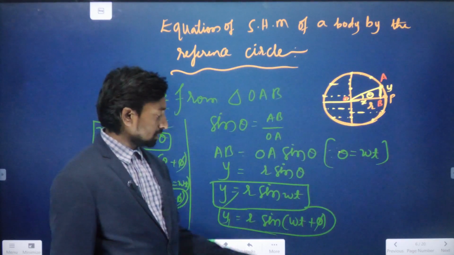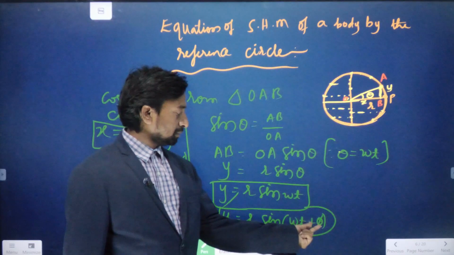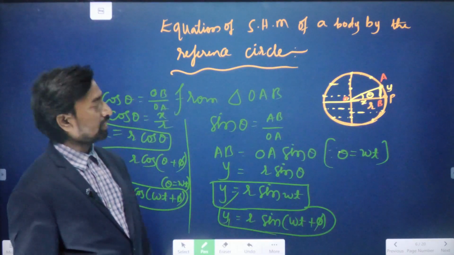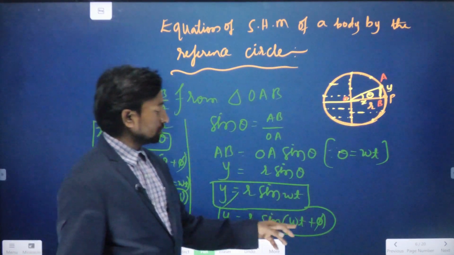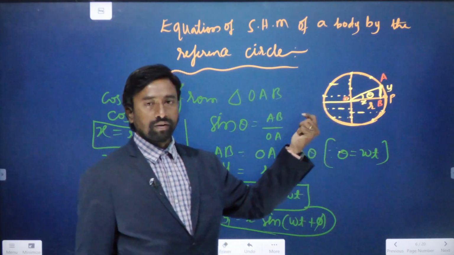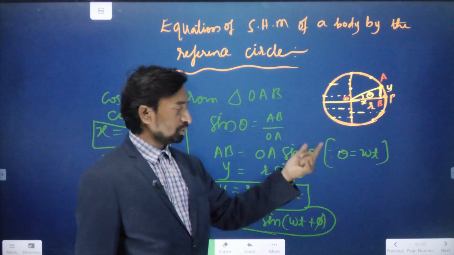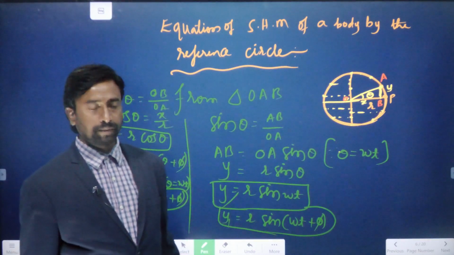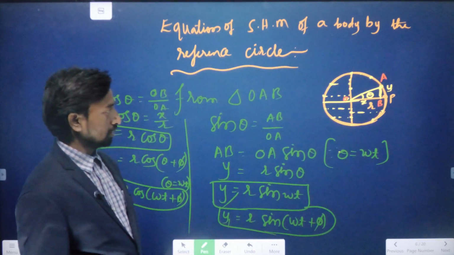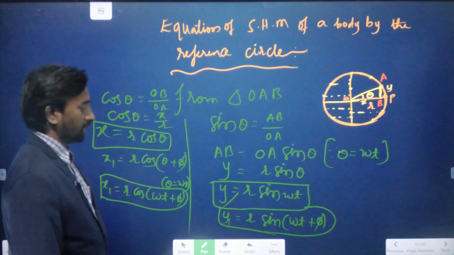So when the particle is in motion, pi will be the phase, we can say phase angle. Phase is nothing but the angle at a particular instant of time, which explains the position and direction of the particle there. Okay, position and direction of the particle. So this is the displacement equation we got.